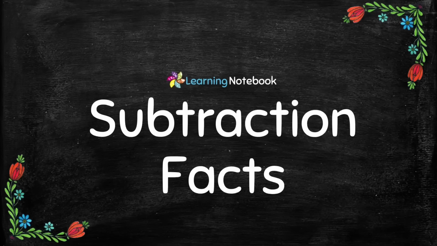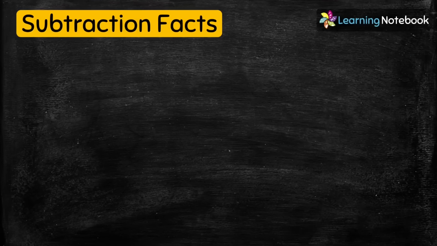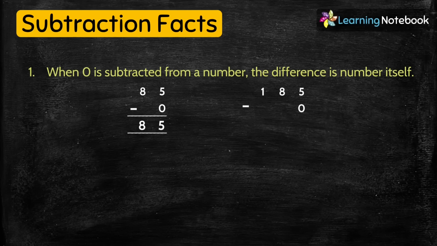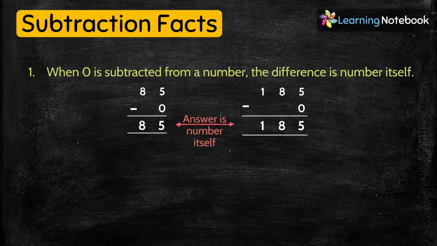Now let's understand subtraction facts. First subtraction fact is when 0 is subtracted from a number, the difference is the number itself. For example, if we subtract 0 from number 85, we get the difference as 85 itself. Similarly, if we subtract 0 from another number, let's say 185, then also we get the difference as the number itself, which is 185.